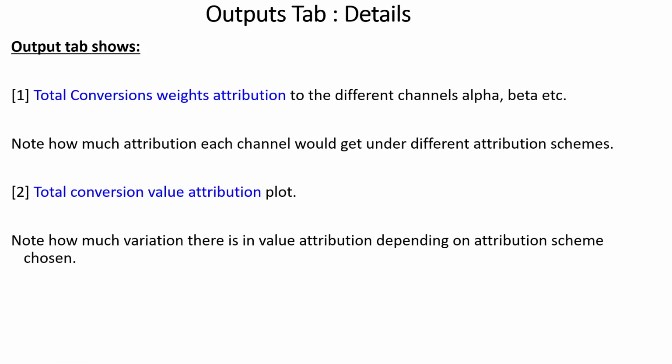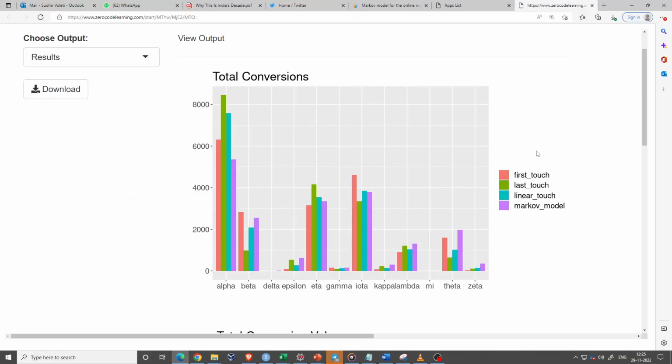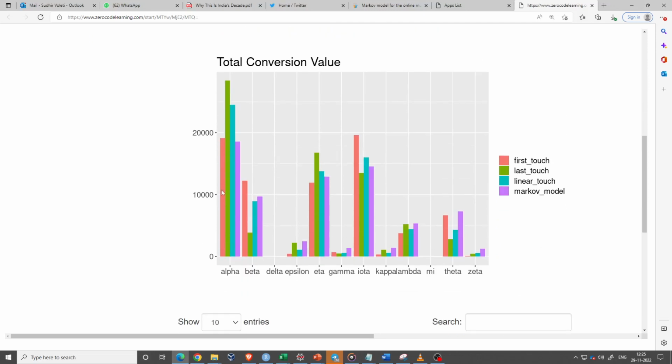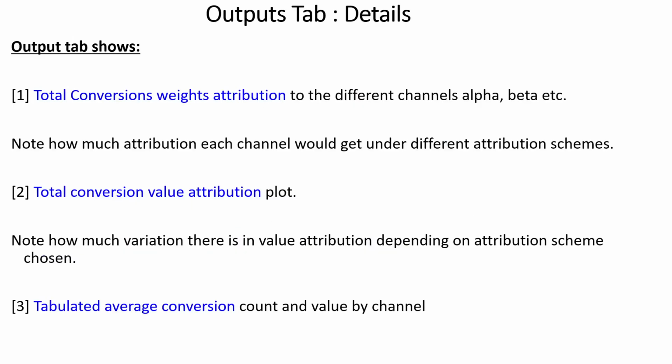The total conversion value attribution plot. So if you go below this, this is the weights attribution for conversion value, and you can see again here alpha, it is the Markov model giving it relatively the lowest attribution weight among the attribution schemes, and a similar pattern is observed with lambda also. Please note how much the choice of attribution scheme matters, and you can see how much variation there is. And lastly, we have the tabulated average conversion count and value count by channel.